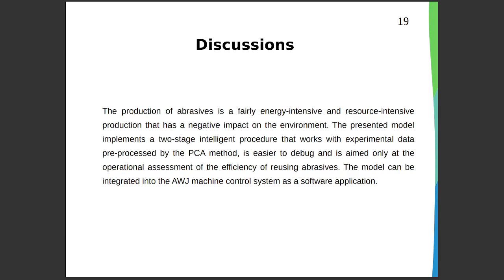The production of abrasives is fairly energy-intensive, and resource-intensive production has a negative impact on the environment. The presented model implements a two-stage intelligent procedure that works with experimental data pre-processed by the PCA method and is easy to debug and is aimed only at the operational assessment of the efficiency of reusing abrasives. The model can be integrated into the AWJ machine control system as a software application.